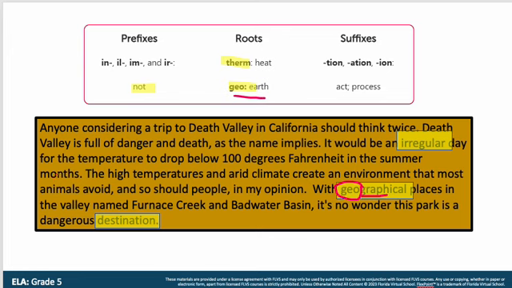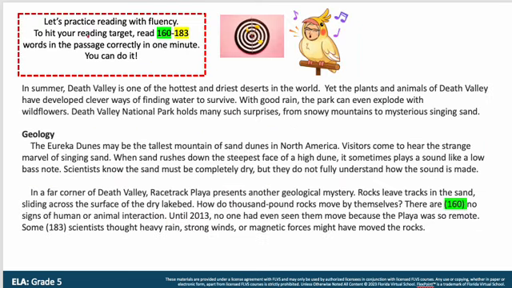Then finally we have destination. So at that destination, I know destiny, but I have that destin. And then I'm adding that active or process. So that means I'm going to a location. So let's go ahead and review fluency reading. And you are working today to read 160 to 183 words per minute.